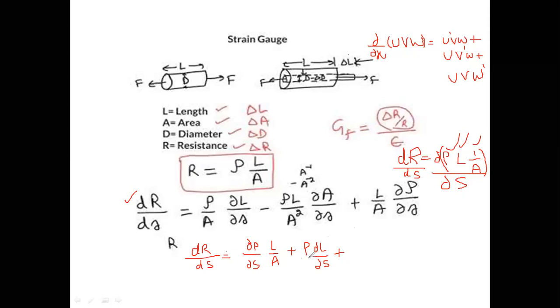So I can write it here like rho by A. Okay, plus u v. u means rho, v means L, into w dash, that is dou of 1/A by dou S.